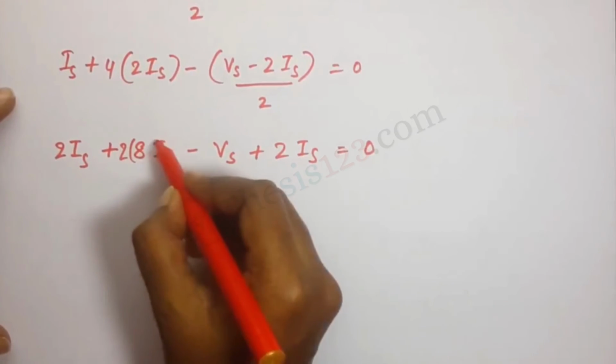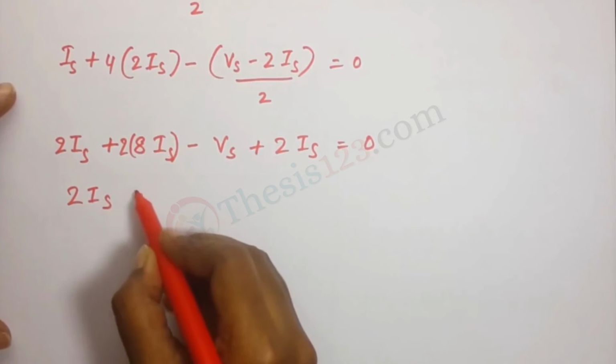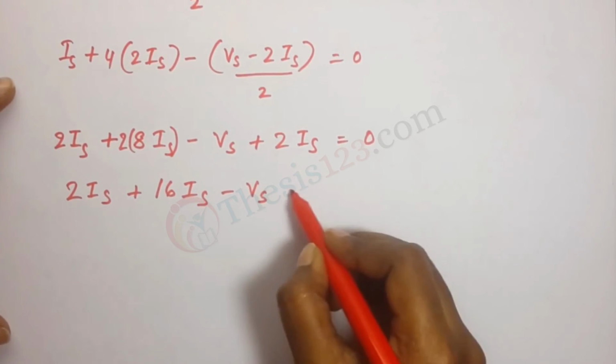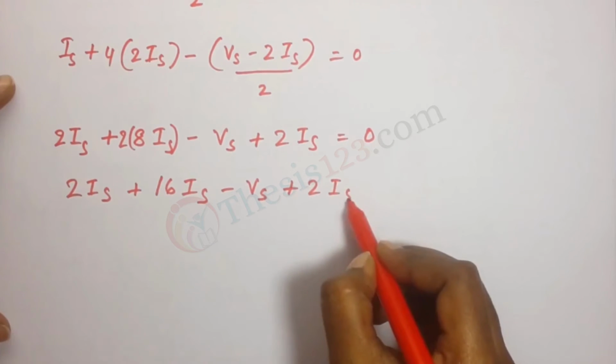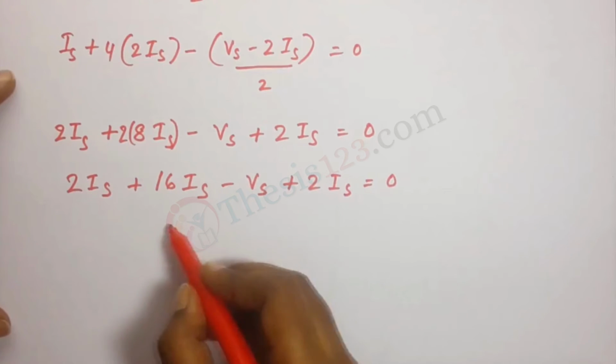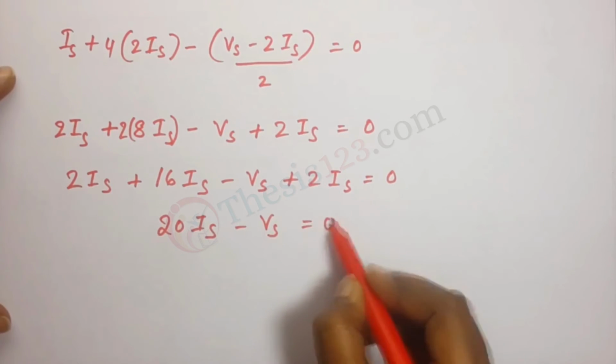This is times 2. So we further get this as 2Is plus 16Is minus Vs plus 2Is is equal to 0. Now we have 20Is minus Vs is equal to 0.